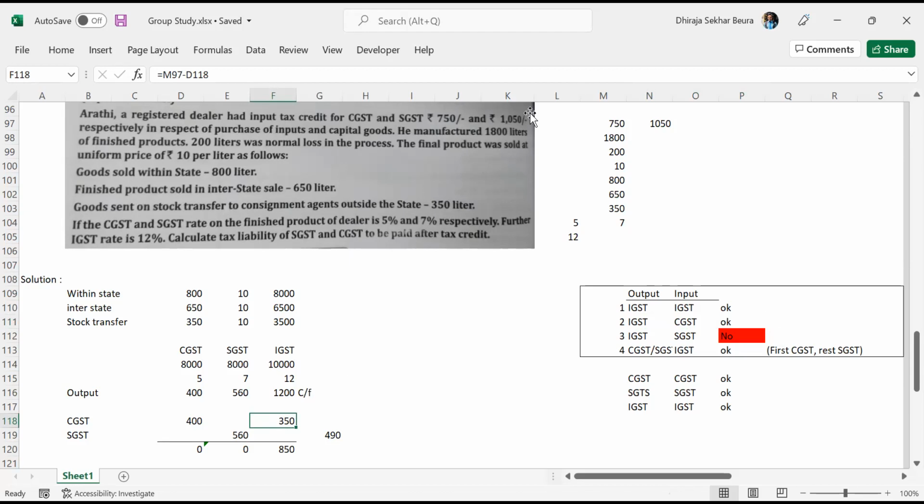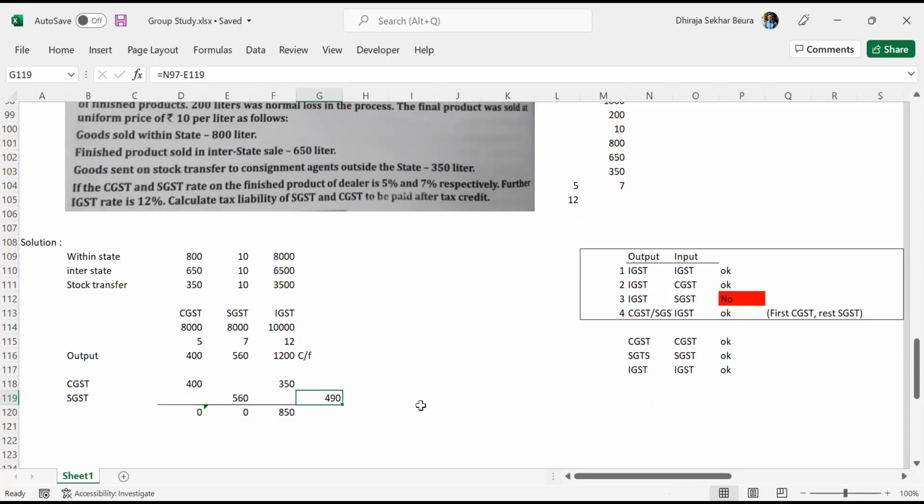Let's quickly move to the SGST now. SGST credit was 1,050. SGST liability is how much? 560. Obviously, out of the 1,050, 560 is adjusted here. What is the balance amount? 490. Should we adjust it in IGST? No, it is carried forward. We have discussed this many times. It will not be adjusted. It will be carried for the next cycle, month, or year, as the case may be.